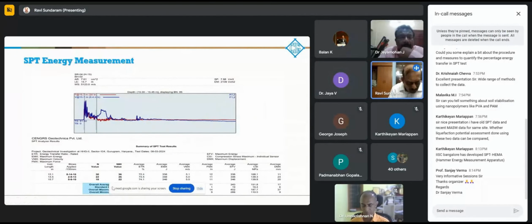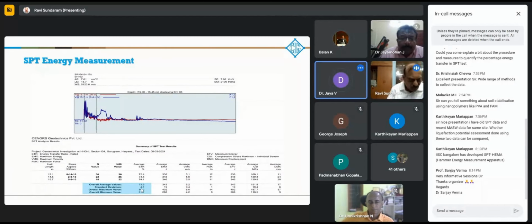Madam, if you will look at the bottom side here, the standard deviation is 4.1. Obviously, for every blow that you measure, there will be variation. So if we had done one measurement at 13.1, another at 14.5, and another at 15.7, you can look at these N values here.